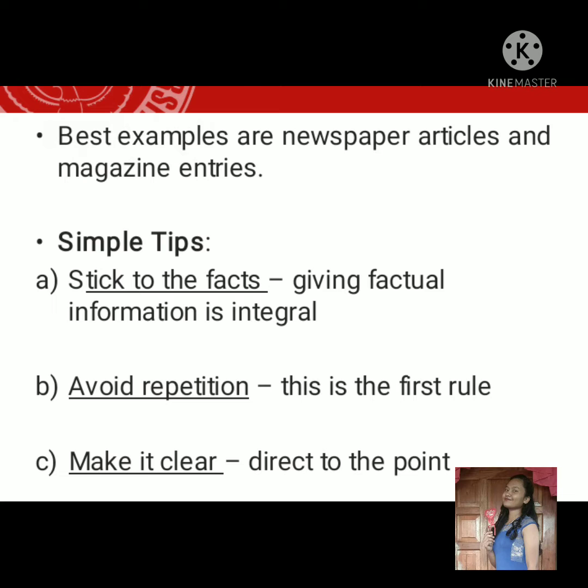Also, there are some tips flashed on your screens, which are to stick to the facts, avoid repetition, and make it clear. So in having informative communication, you need to consider these following tips to make it more concise, brief, but direct to the point.